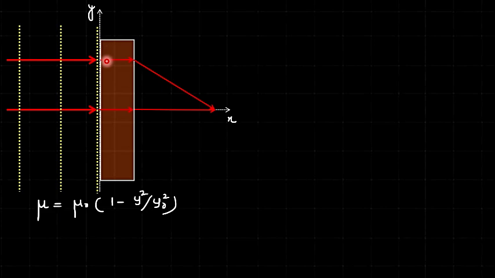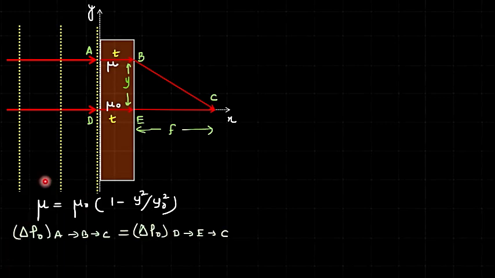So let's take this diagram. From here to here and here to here, we have two paths. Optical path should be the same, and mu is this. So the points are: this is A, this is B, this is C, this length is T, the refractive index here is mu, this is D, E, and this was C, which is basically the focus F. The refractive index here is mu naught, and this distance is the focal length f. So the optical path from A to B to C is the same as the optical path from D to E to C. So equate those things.